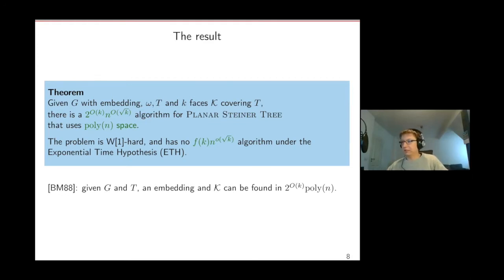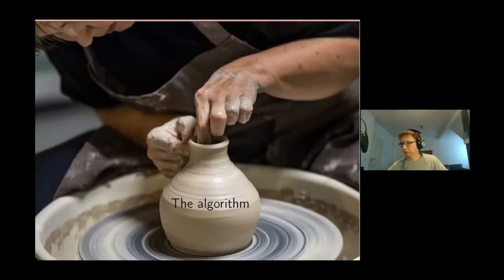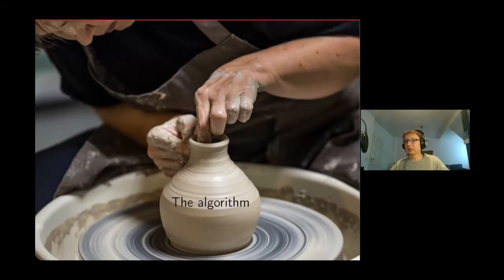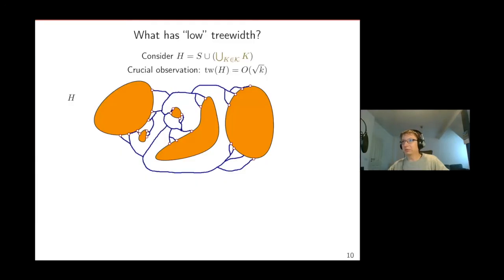Okay, so that's the result, and now the algorithm. It took some time to clarify what we wanted here, or how this was going to work. I will already give you the clear picture, I hope. The way to do this is to find a graph which has low tree width. And the graph that you should consider here is the following.